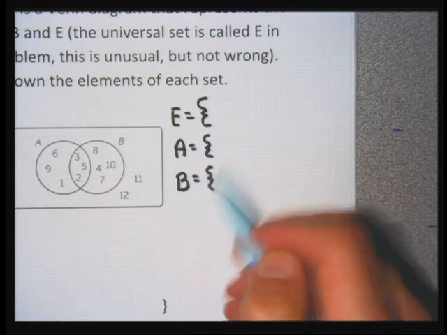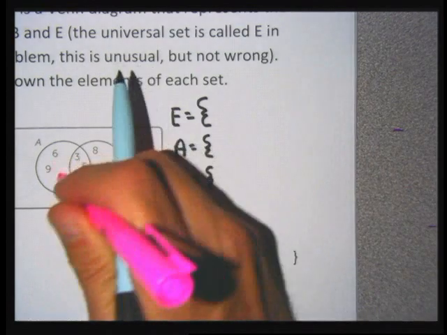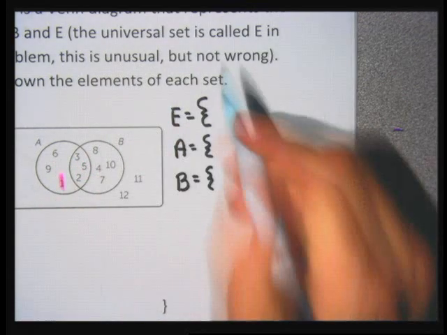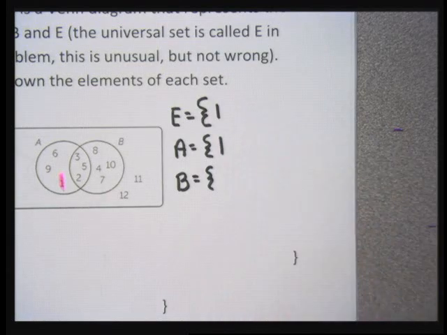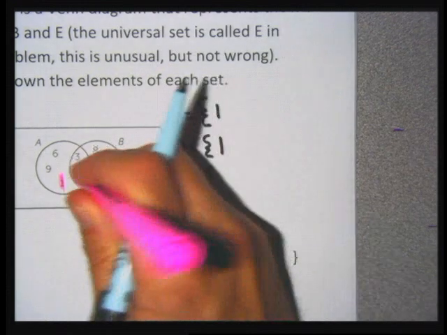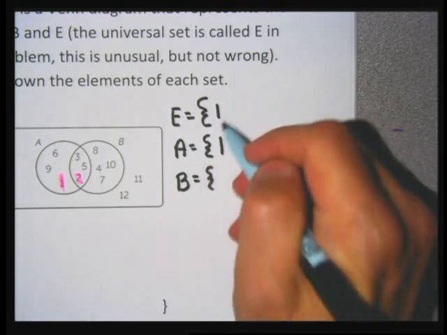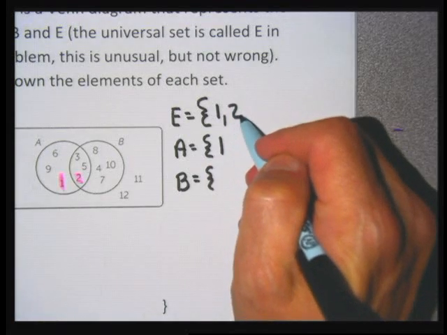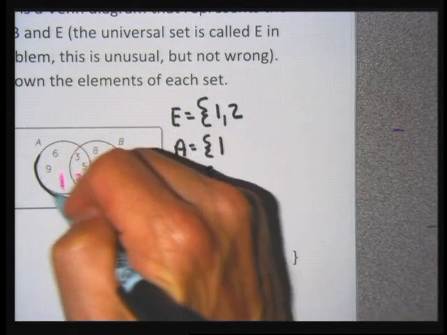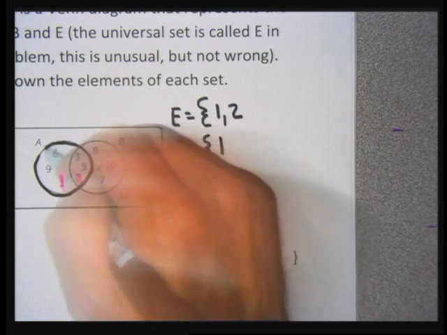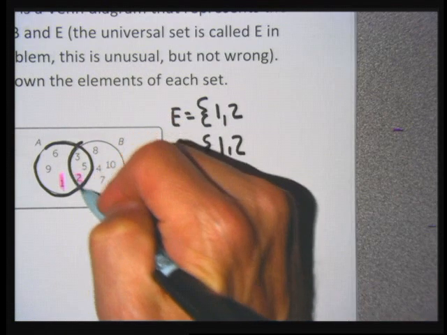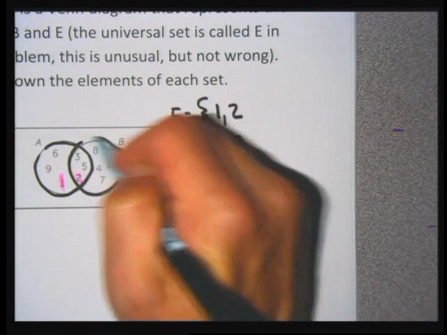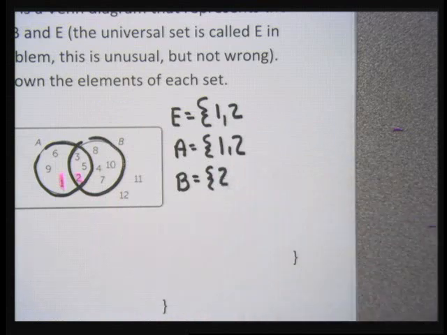And I'm just going to go one number at a time. I'm going to start with number 1. Number 1 is inside the rectangle, so it's part of the universal set E. It's inside the A circle, so it's part of A. It's not part of the B circle, so I won't put it in B. Now I'll move to 2. 2 is inside the rectangle, so it's part of the universal set. It's also inside the A circle, so it needs to go in the listing of the A elements. It's also inside the B circle, so it's going to be listed in the B set as well.